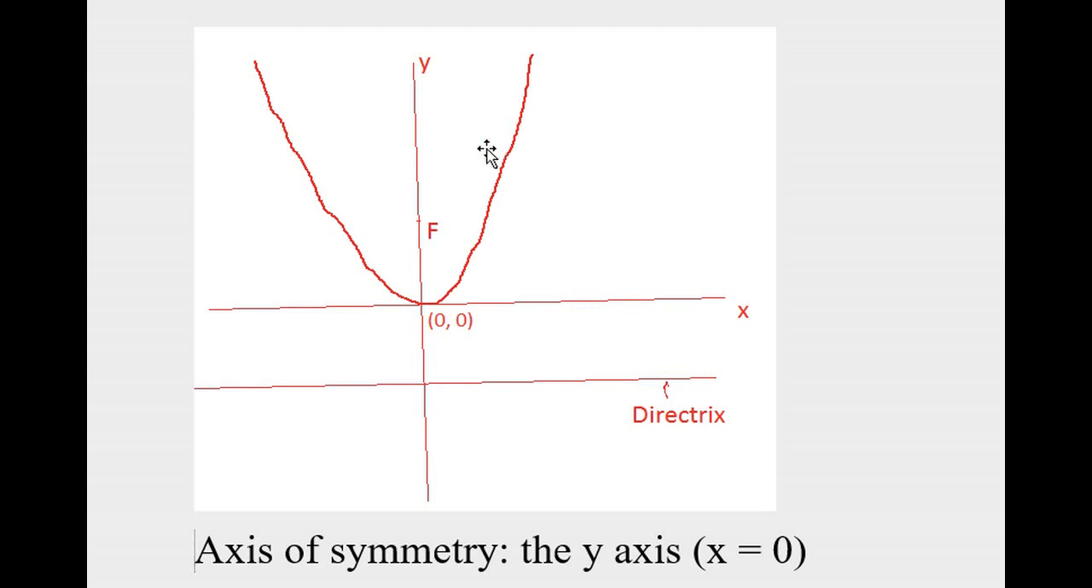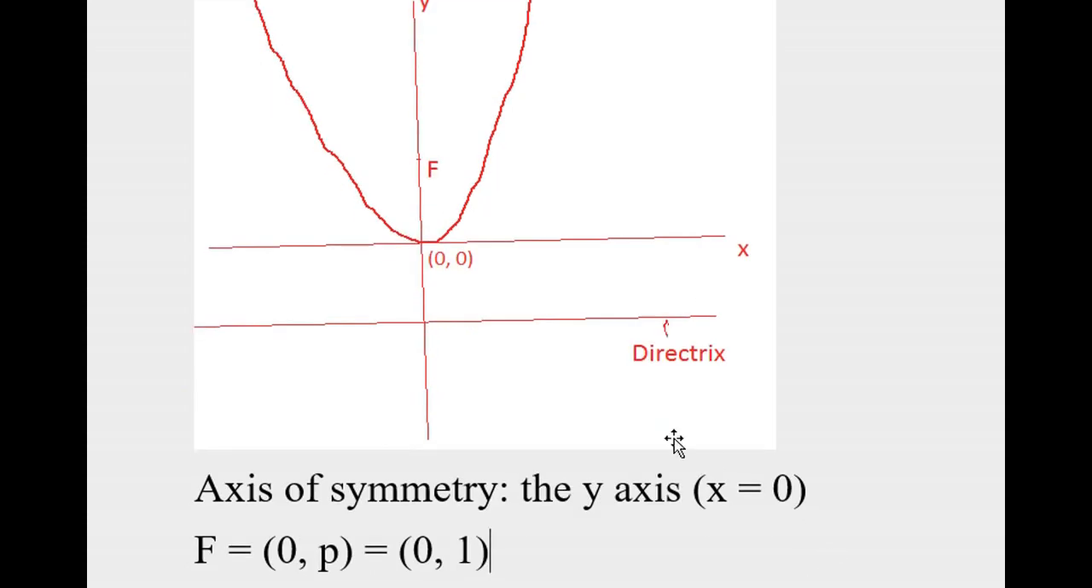It is a vertical parabola that opens upward. Draw a rough sketch. Vertical parabola that opens upward. The axis of symmetry is the vertical axis that passes through the origin. So the axis of symmetry is the y-axis. Equation of y-axis is x equals 0.